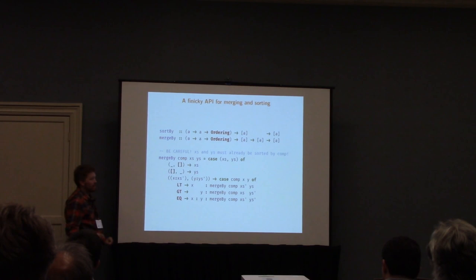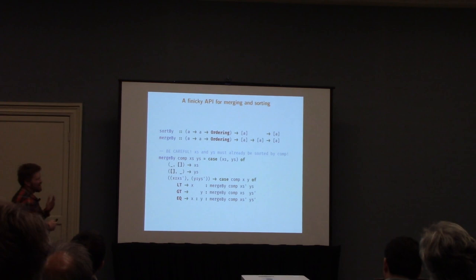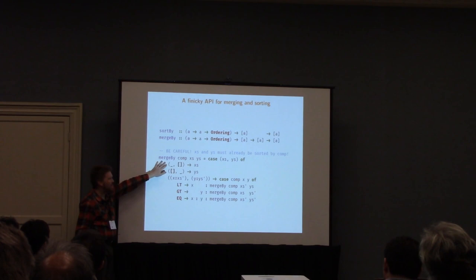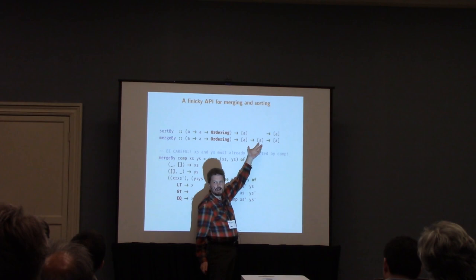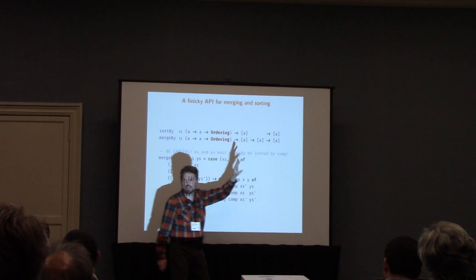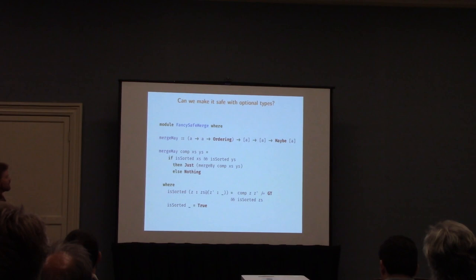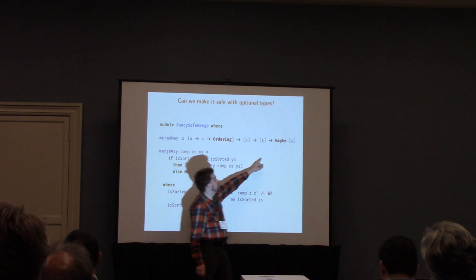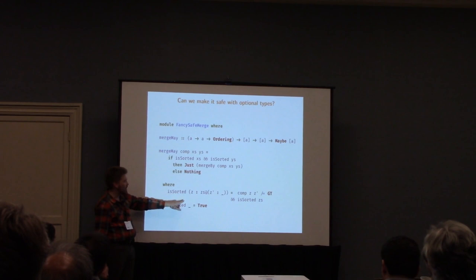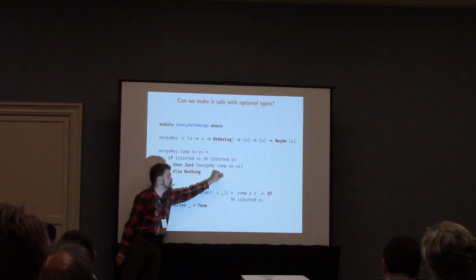So we might think, as a library author, God, that's kind of awful. We should be able to help the user a little bit more. Let's make this safe by checking that the property we needed held. Let's check that the lists are sorted as we go, and then we'll return a Maybe list of A's at the end. So we'll give them back just the merged list if the user correctly gave us things that were sorted, and we'll give them back nothing if they gave us something that was incorrect. So this is our fancy safe merge module. All we're really doing is adding a Maybe to the end here, and then adding a test at the beginning to see if the two lists were sorted in the correct way, and then returning just the unsafe merge by list or nothing if the user gave us something badly formatted.